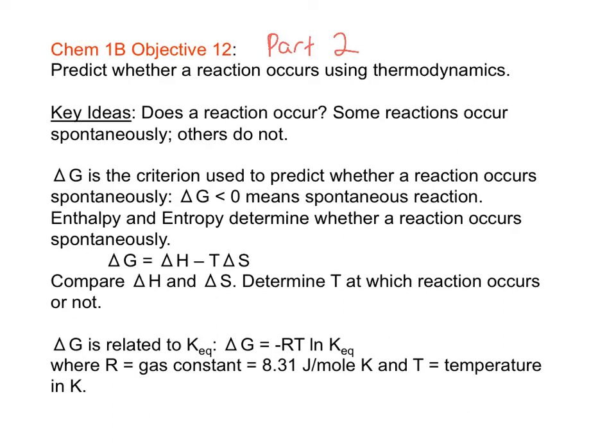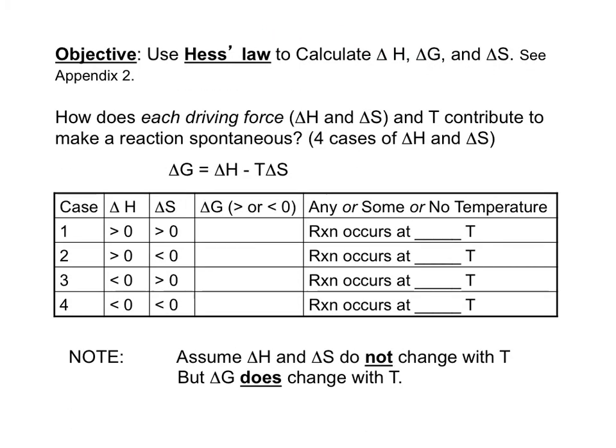In this video, which is part 2, we're going to see how enthalpy and entropy help or not help make a reaction occur. This equation relates enthalpy and entropy to free energy. If delta G is less than 0, that means the reaction is spontaneous. How does delta S and delta H help make delta G be less than 0?